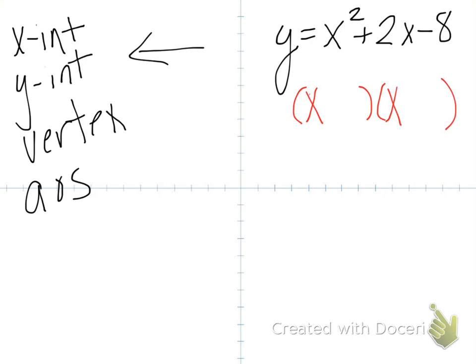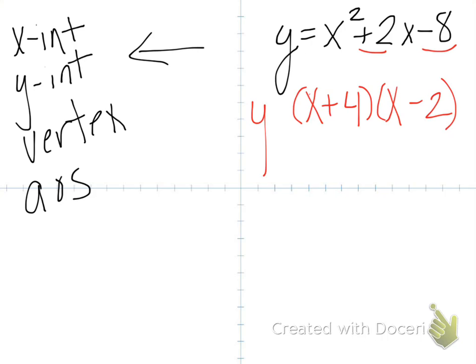So the factors: I need them to add to 2 and multiply to 8. Multiplying to 8 would be a 4 and a 2 automatically. To get a sum of 2, I'd make that a plus and that a minus. That gives a sum of 2 and a product of negative 8. It's perfect. Anybody I just threw off there, you need to go back and do the video on solve by factoring if you don't understand what I just did.